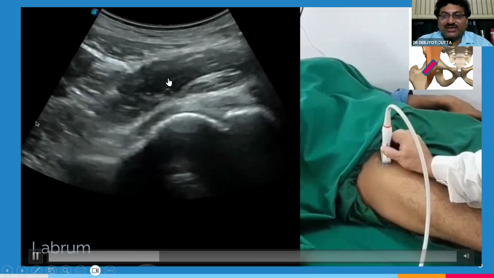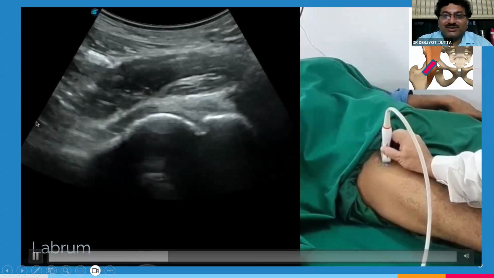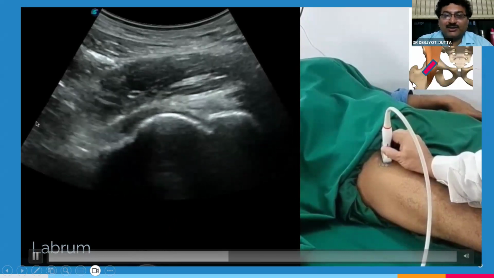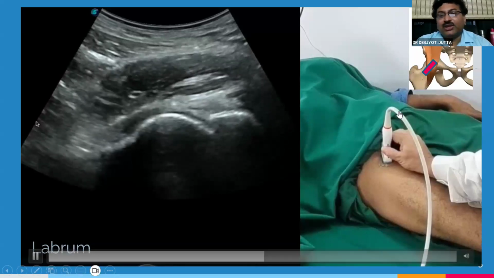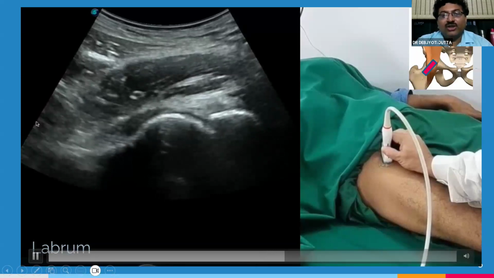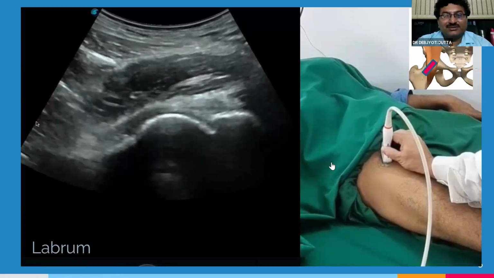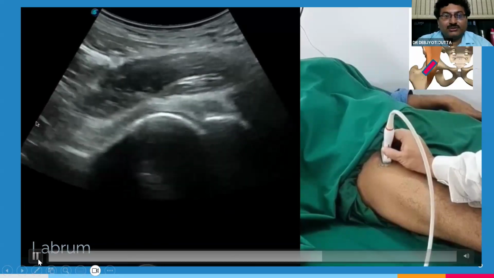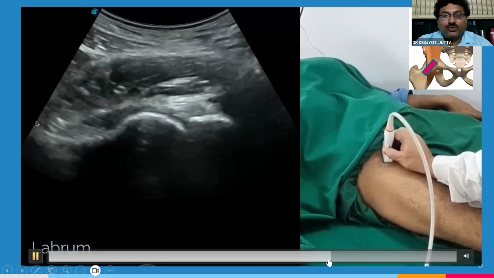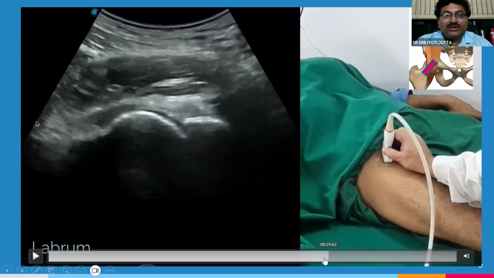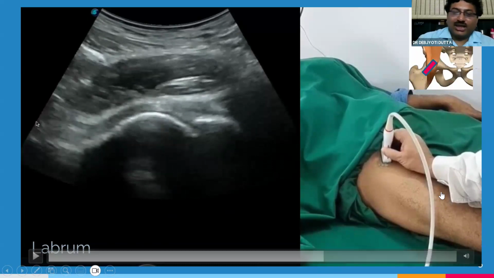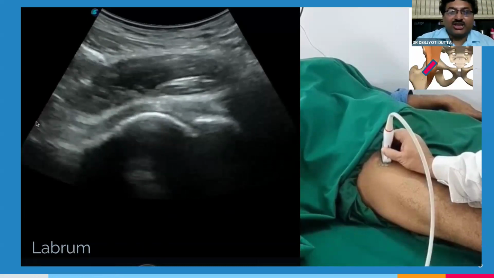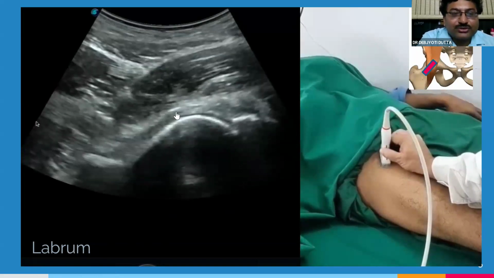This is the iliopsoas tendon portion. So we are focusing the probe in this manner. This step is very, very important, and in this way we'll be going for this. If we go slightly medially, you can see a differentiation. At this point, there is a definite differentiation between this labrum portion and the tendon portion also.